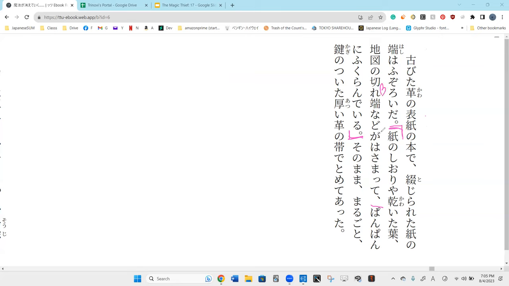So altogether, can you summarize the sentence? The topic here is still the book, and that's the topic of our paragraph. However, the subjects here are the bookmark, the dried leaves, and the loose pieces of map. They are being wedged right into the book, and therefore the book is puffed up, in that state of being puffed up.